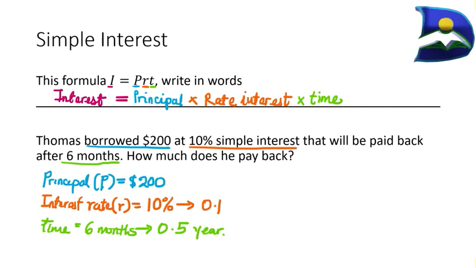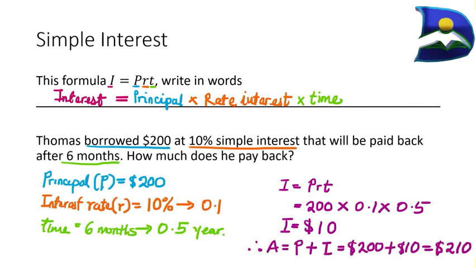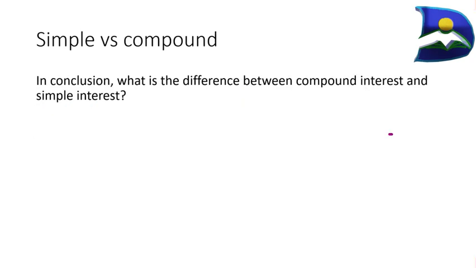So yes, 0.5 years. To find the interest, you have to multiply the principal by the rate and the time. In this case, we're multiplying $200 by 0.1 by 0.5, and your interest is equal to $10. So how much does he get back? It is actually a combination of the principal and the interest. If you add those two numbers, $200 and $10, you will get $210 as the money he will get back. So that is it for the simple interest.